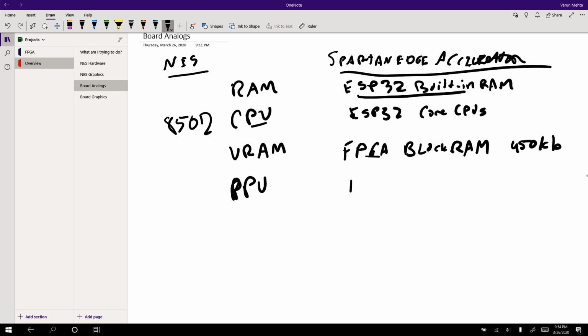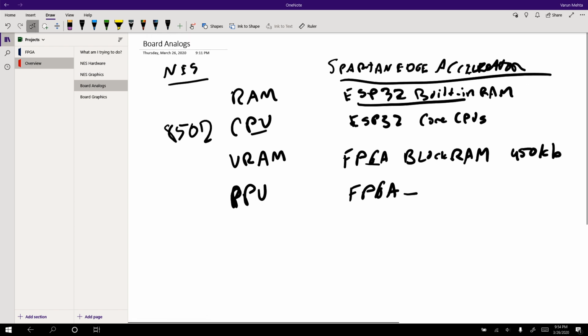And then our picture processing unit, right, again, we want to take advantage of the FPGA that's on the board to do that. So that's basically how I think about the analogs between our NES side of things and what I want to do with the Spartan Edge accelerator.